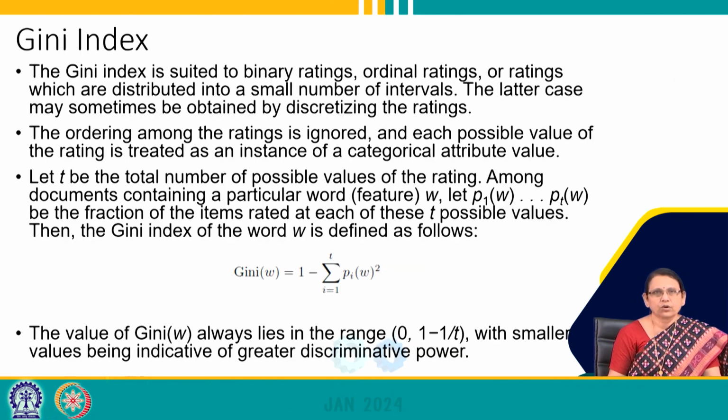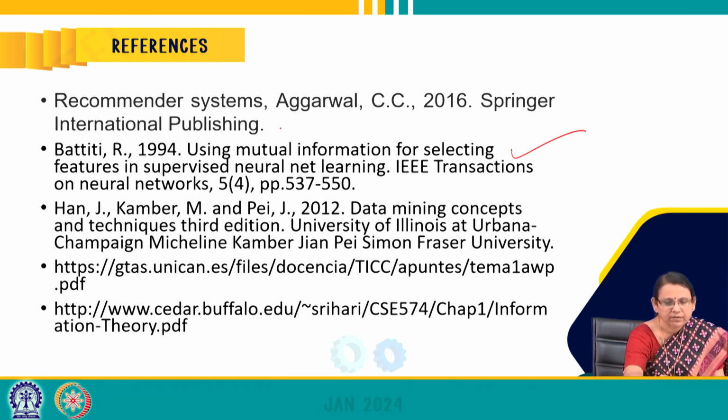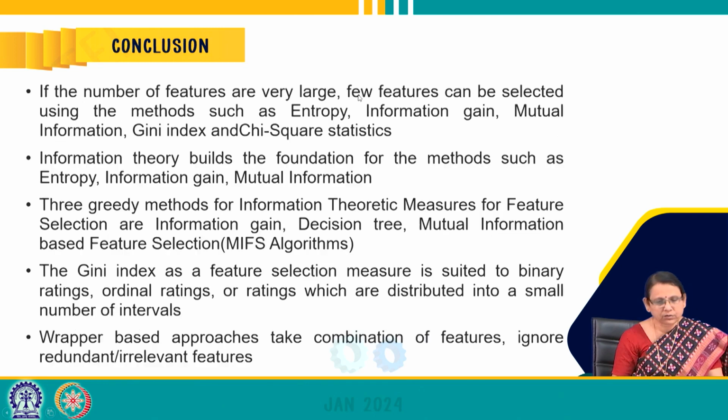So, with this we stop our discussion over here, and next class we will be considering other measures such as Gini index and others. These are some of my references which I have used, and specifically for mutual information based feature selection I have used this paper, and methods etc. are mostly referred from Charu Aggarwal's book.